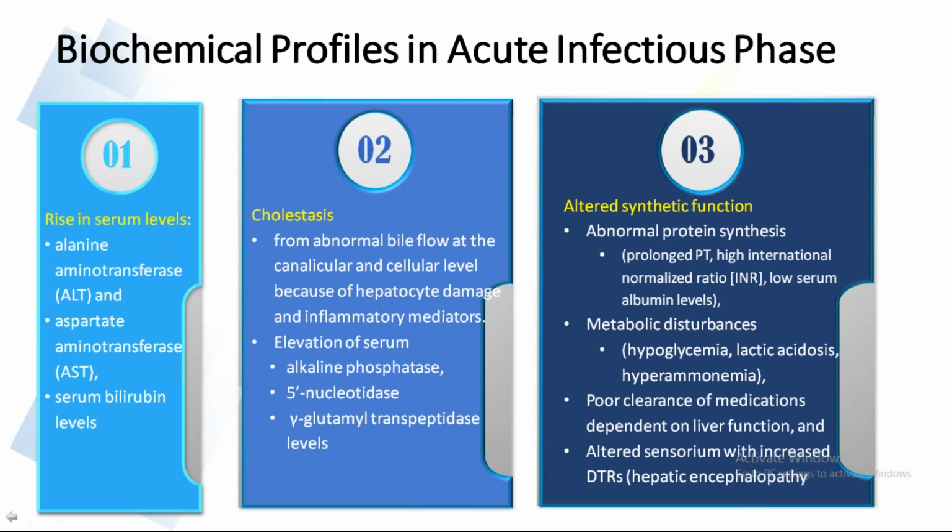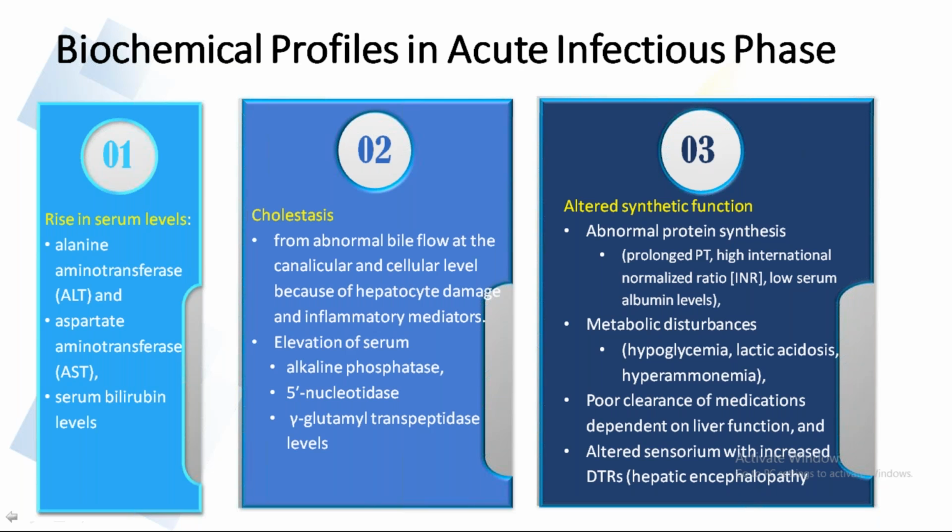The third one is altered synthetic function. So liver synthetic function is affected. What happens? The protein synthesis is affected. So then there is a prolonged prothrombin time because prothrombin production is diminished. High INR, because whenever the PT is prolonged, INR is also elevated. And albumin levels fall, hypoalbuminemia develops, especially in the cirrhosis condition. If you are familiar with the ascites and all these things.